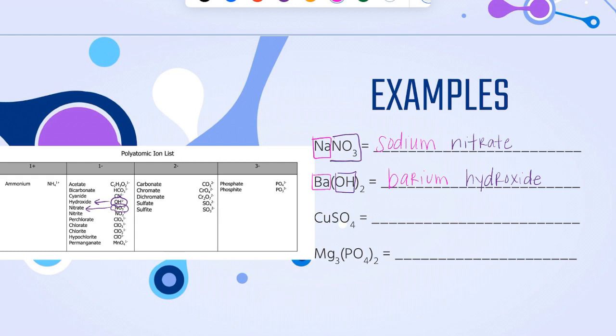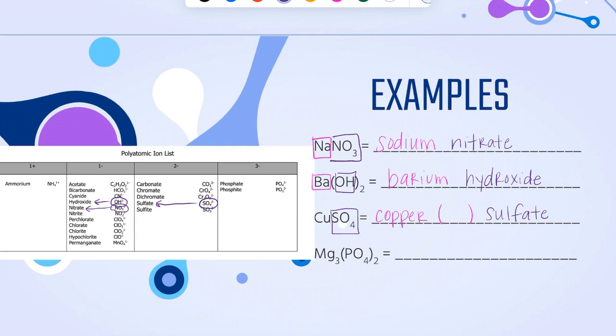Okay, next example. Cu is copper. And so we can ask ourselves, is copper a transition metal? And it is, so we're going to need a Roman numeral. But let's go ahead and figure out what our polyatomic ion is. So our polyatomic ion is SO4. And SO4 is right here, and that is called sulfate. And again, we're not changing the ending, so we just write sulfate.